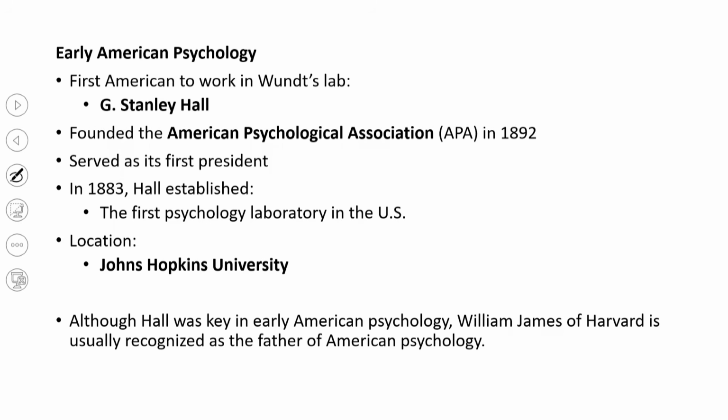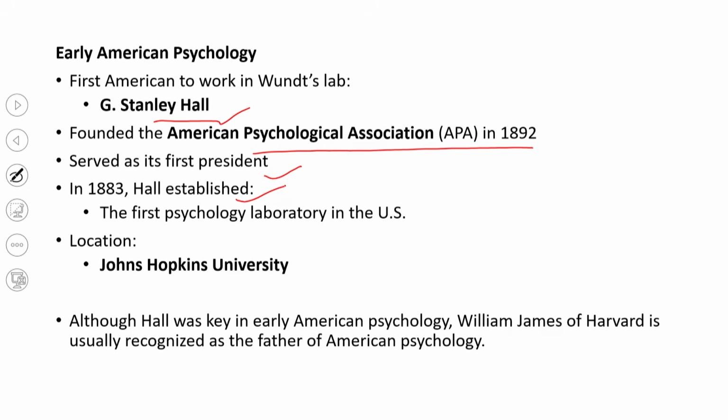If you look at early American psychologists, a few American psychologists also got involved with Wilhelm Wundt's laboratory. The first American to work with Wilhelm Wundt's laboratory was G. Stanley Hall. He founded the American Psychological Association in 1892, which is still one of the most authoritative organizations in the field of psychology. He was the founder and served as the first president of the American Psychological Association.